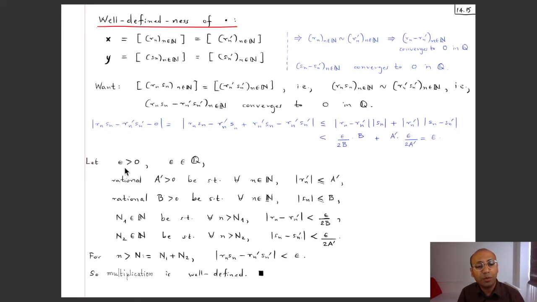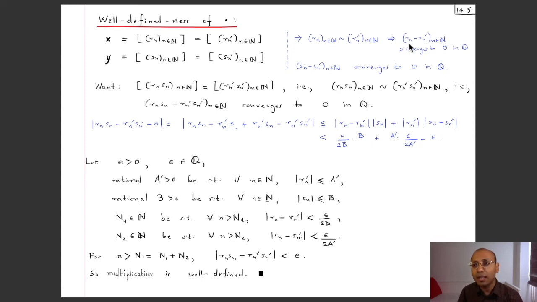Let epsilon be a positive rational number, and since the sequence Rn prime is a Cauchy sequence in Q, we know that it has a rational bound, let's call it A prime, so that's a positive number, such that the mod of each Rn prime is less than or equal to A prime. And similarly, since Sn is a Cauchy sequence in Q, that's also bounded, and so there exists a rational bound B, which is a positive number, such that mod Sn is less than or equal to B for all indices n.